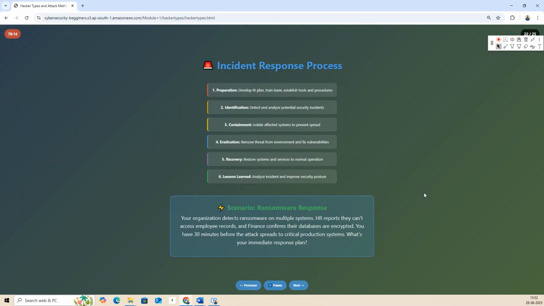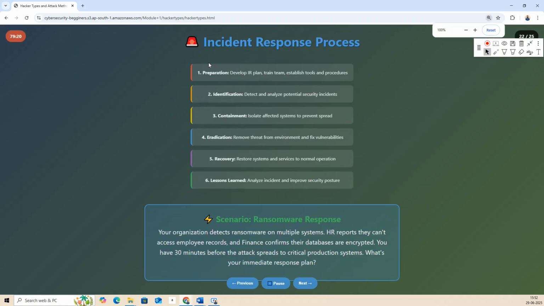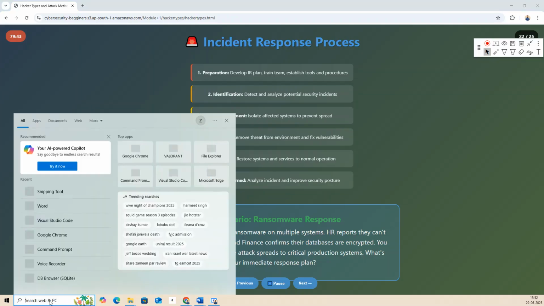Then we have the incident response process. What is the process you follow to respond to an incident? The first step is preparation. Prepare yourself. Then identification: detect what incident has happened. Once the incident has happened, containment: isolate your network, isolate your devices once you come to know that a particular system is affected. The fourth step is, let me just bring this into Snap.